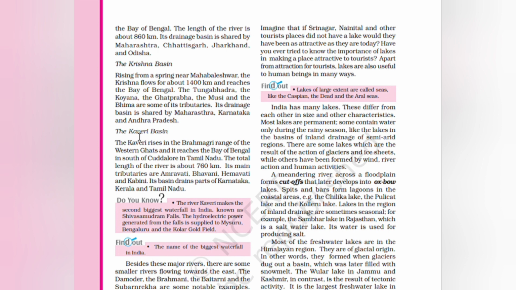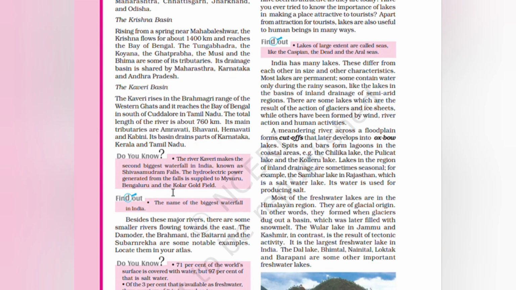Kaveri Basin. The Kaveri rises in the Brahmagiri range of the Western Ghats and reaches the Bay of Bengal south of Cuddalore in Tamil Nadu. The total length of the river is about 760 km. Its main tributaries are the Amaravati, Bhavani, Hemavati, and Kabini. Its basin drains parts of Karnataka, Kerala, and Tamil Nadu.